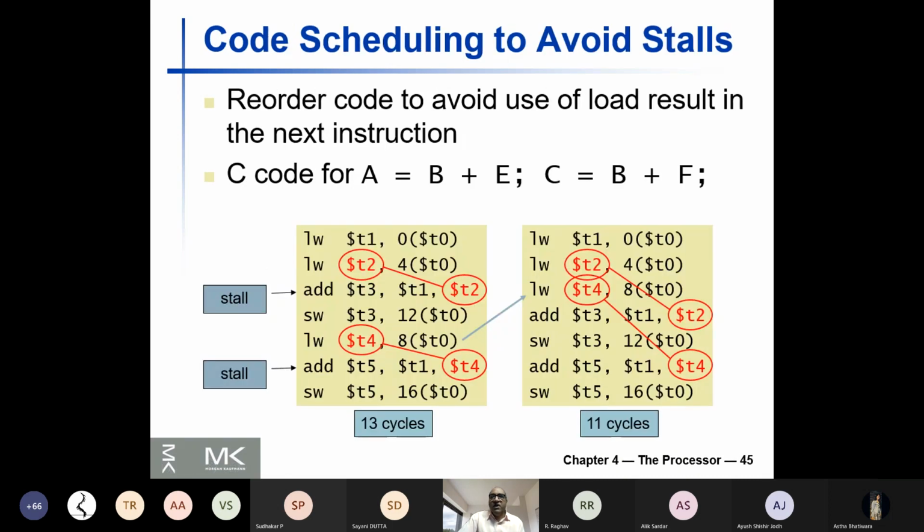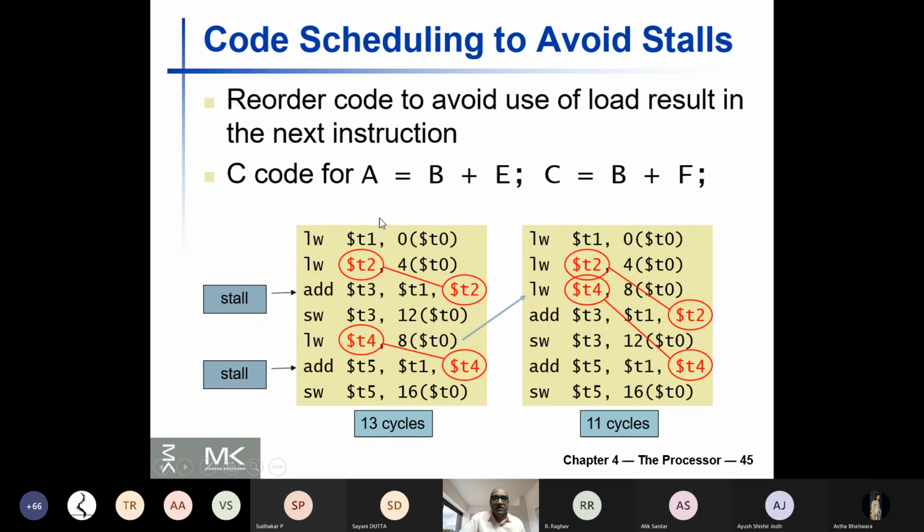Another way of avoiding these stalls is code scheduling. It means that if you can reorder the code, suppose this is the sequence of code, like performing these two expressions in the high level language, A equals B plus C and C equals B plus F. If you write the MIPS machine code for this, these are the sequence of statements, assuming that all the variables are available in the memory.